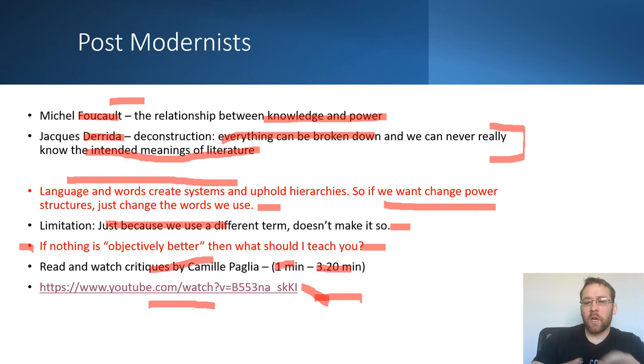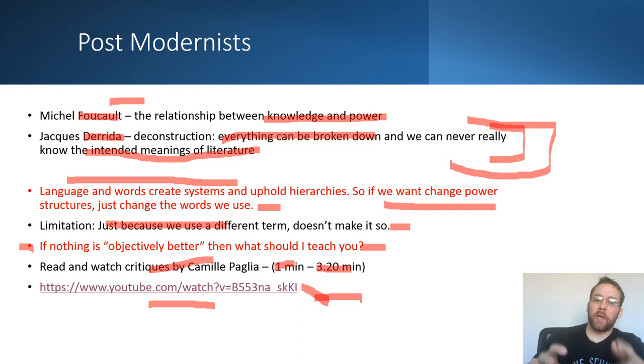And she talks about, specifically, Derrida, and how sometimes we get to this point where we're deconstructing books so much that we forget to just enjoy the books. Instead, we keep looking at the books and we're like, where's the power, right? And we'll get into this power conversation when we talk about Marxism next time.